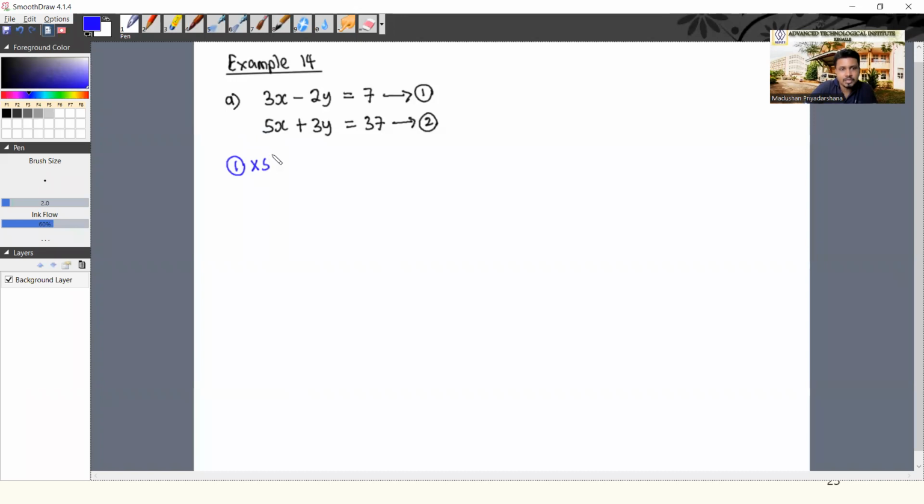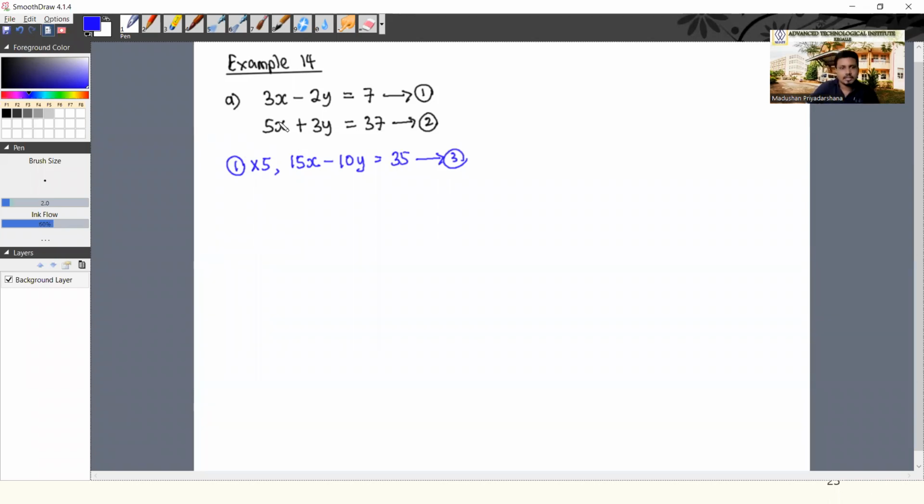We need to multiply by 5. It means the first equation we need to multiply by 5. See here, 3x into 5, that is 15x, minus 2y into 5, that is minus 10y, 7 into 5, that is 35. So we have built up a third equation.